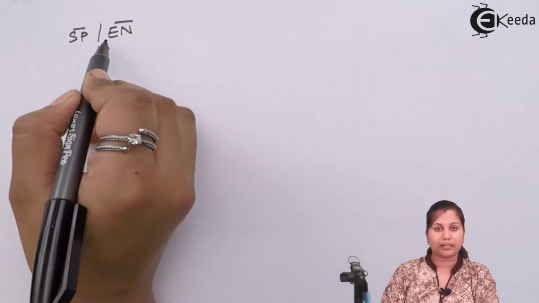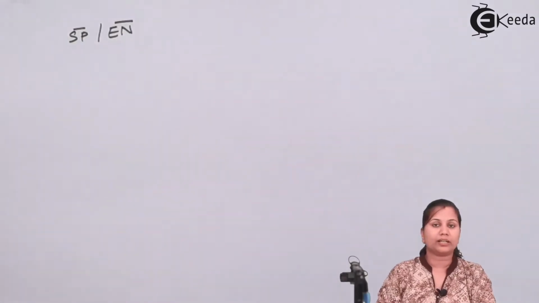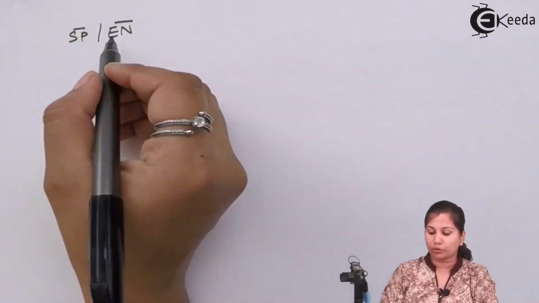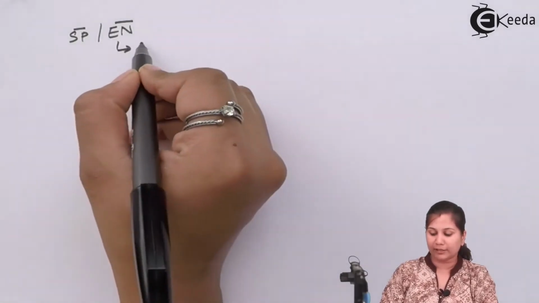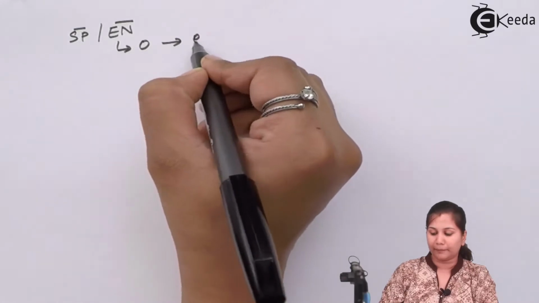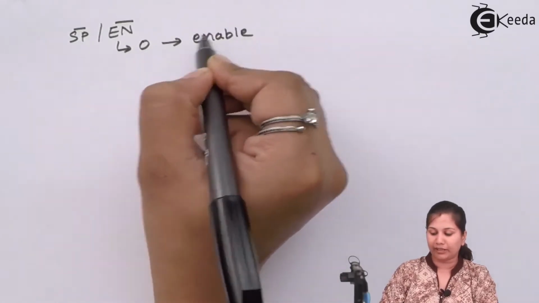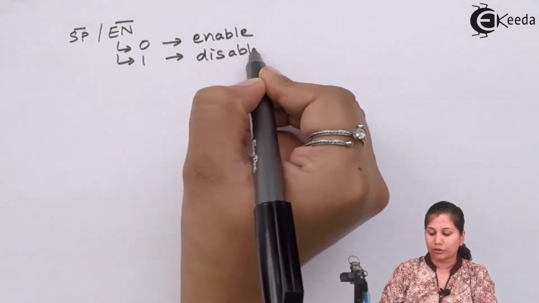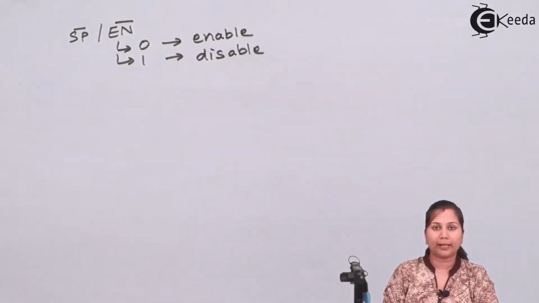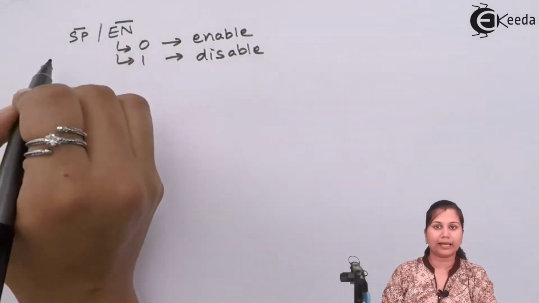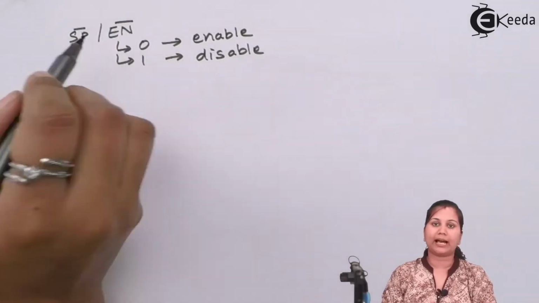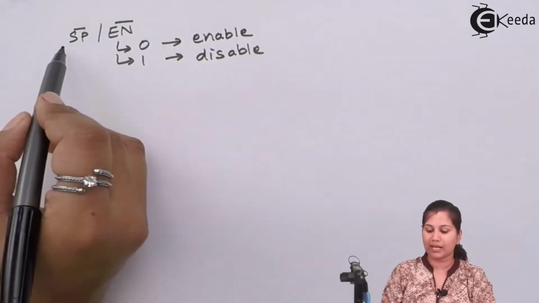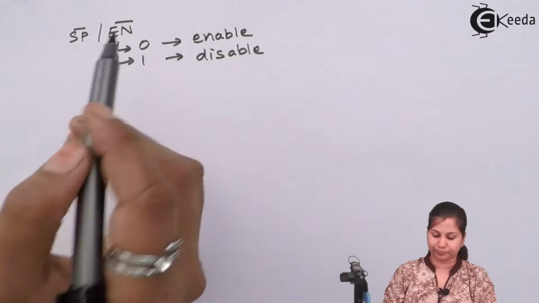When the 8259 is working in the non-buffered mode, not in the buffered mode, this enable pin, when it is set to 0, the buffer is enabled, and when this pin is 1, then the buffer is disabled. So this enabling and disabling of the data bus buffer is done through this pin, SP or enable pin. It has a dual function.